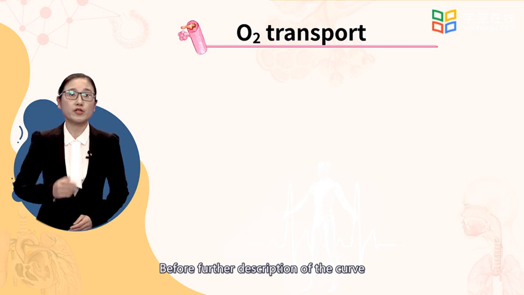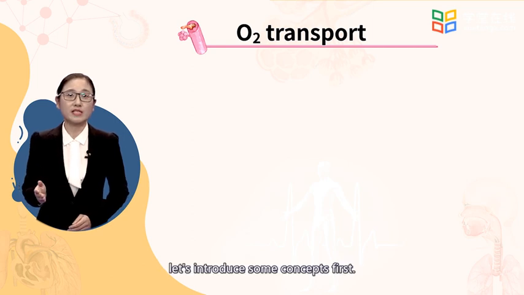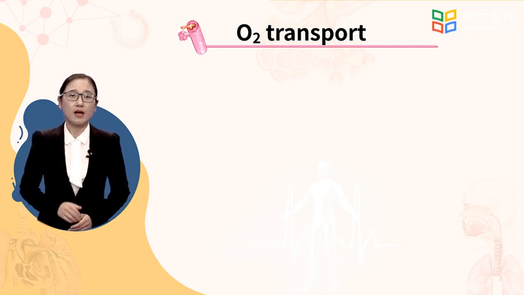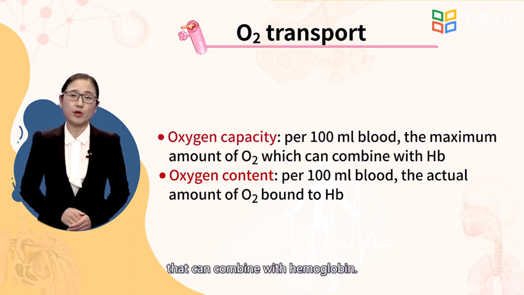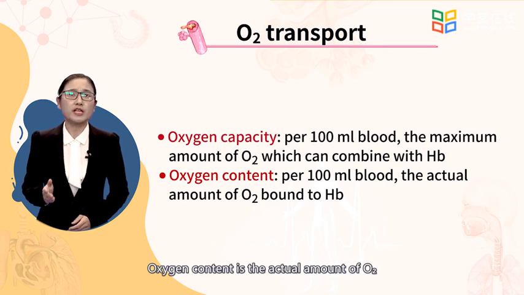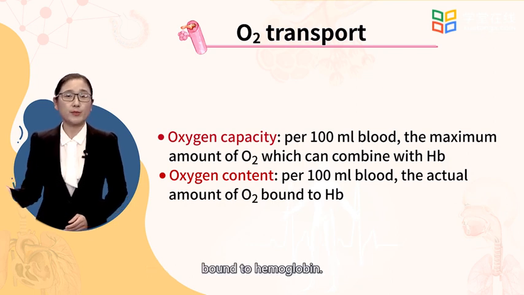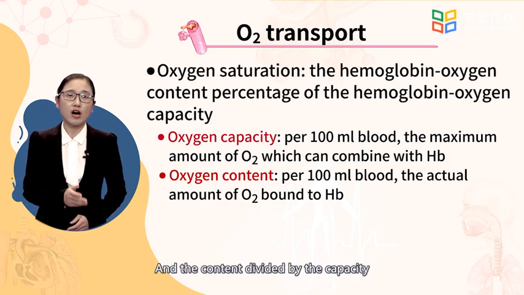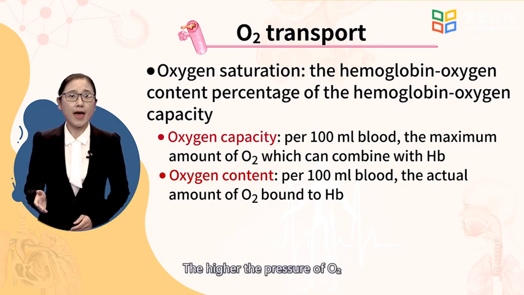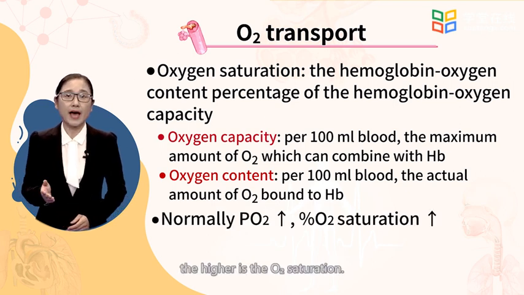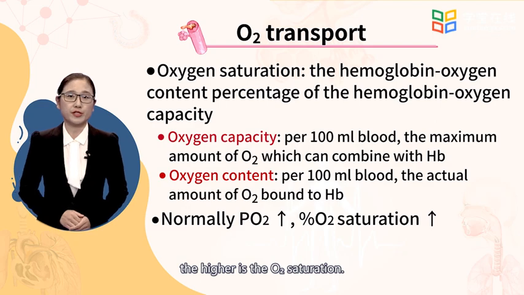Before further description of the curve, let's introduce some concepts first. Oxygen capacity is the maximum amount of O2 that can bond with hemoglobin. Oxygen content is the actual amount of O2 bound to hemoglobin. And the content divided by the capacity is called oxygen saturation. The higher the pressure of O2, the higher the O2 saturation.